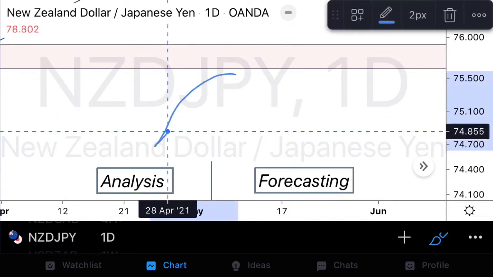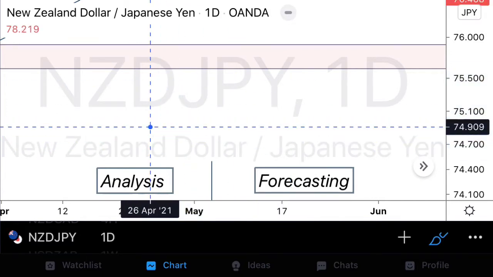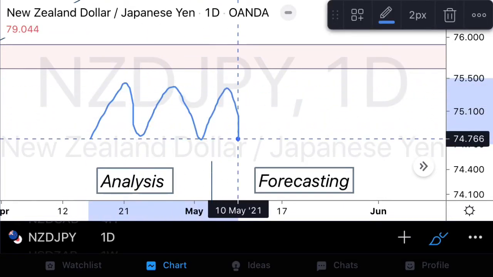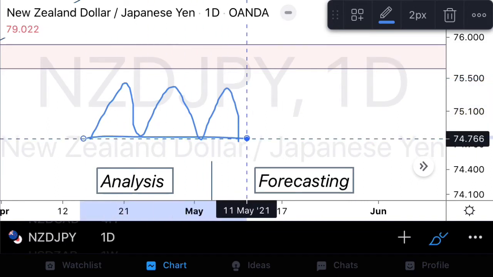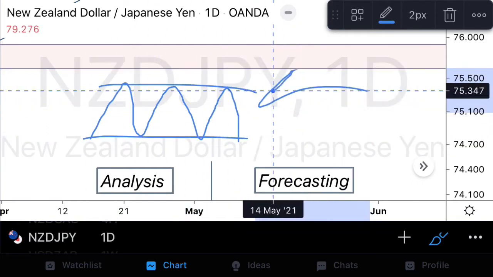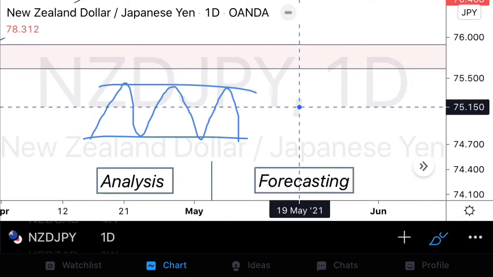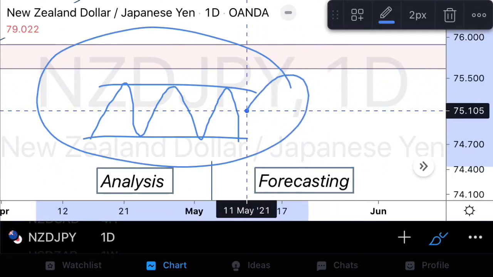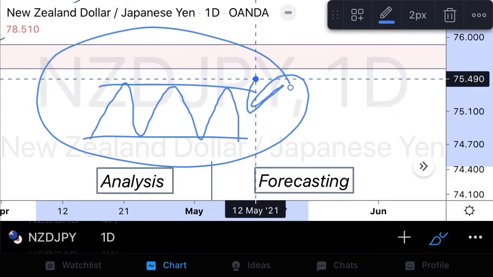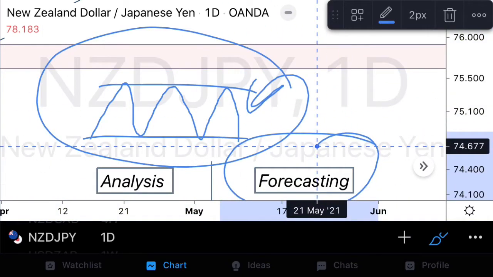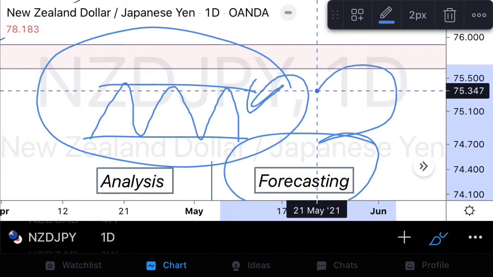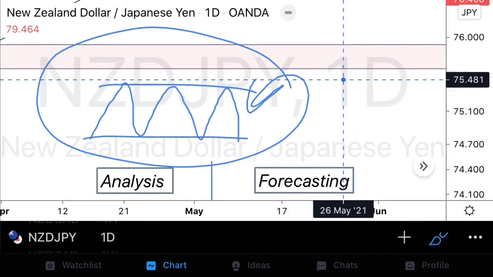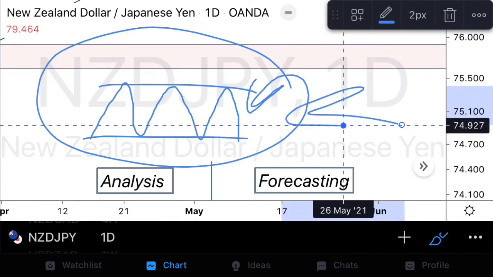Now analysis is us looking at the chart, observing the chart, and coming to a conclusion with a given rule set. So analysis is looking at our chart and coming to a conclusion on what the chart is telling us. Forecasting, on the other hand, is taking this information that we've concluded from the chart and then predicting future price movements.